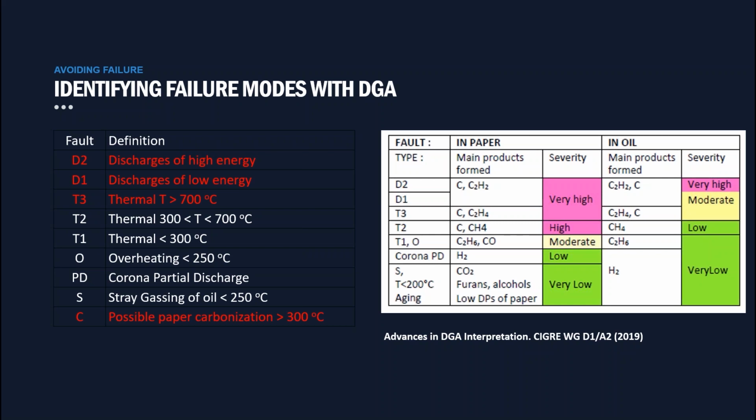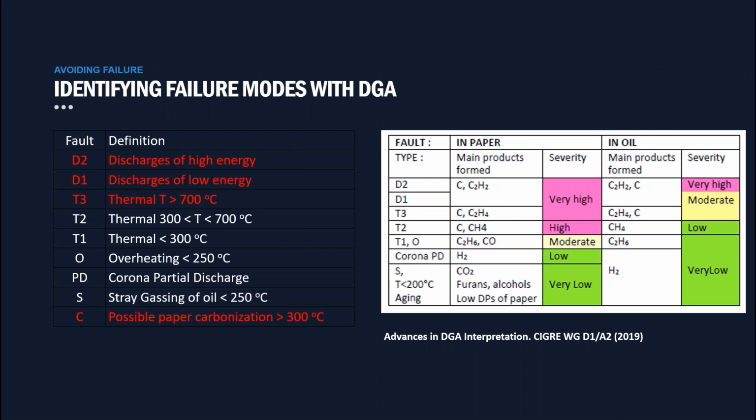These faults in red are the ones we really don't want to see. Discharges of high energy, D2, discharges of low energy, D1, high temperature heating above 700 degrees Celsius, T3, and also carbonization of the paper. So this table on the right is taken from a technical brochure from CIGRE, published in 2019, called Advances in DGA Interpretation. And the table outlines the severity of faults according to the location.